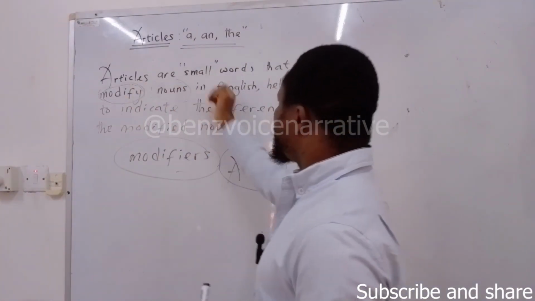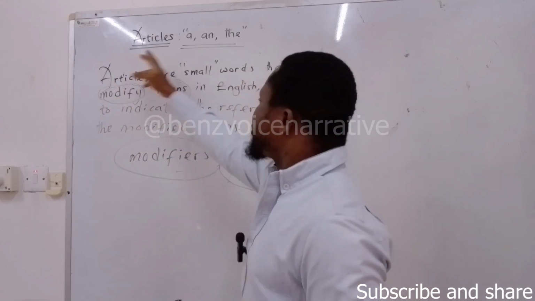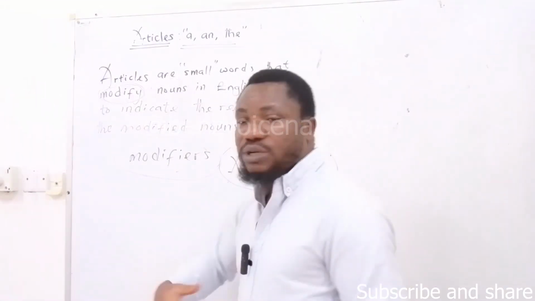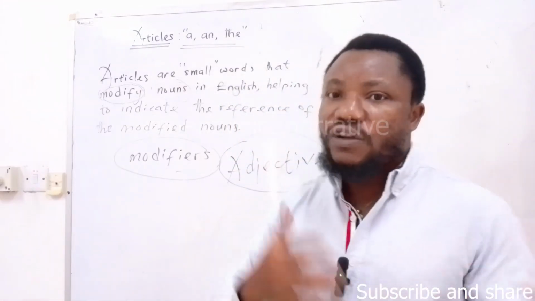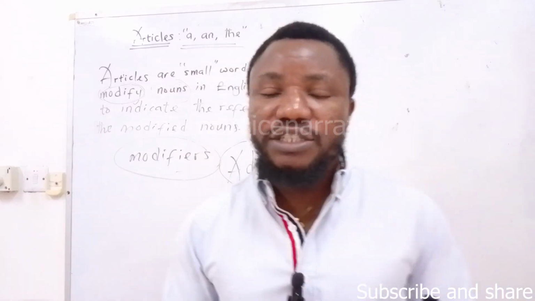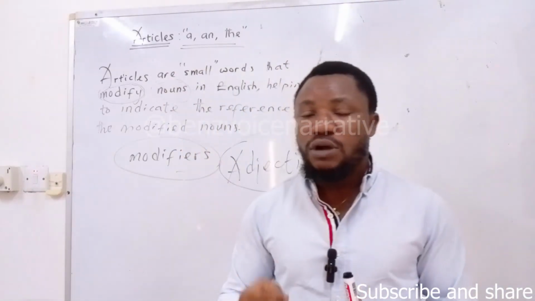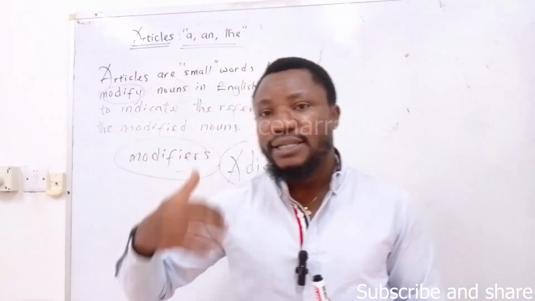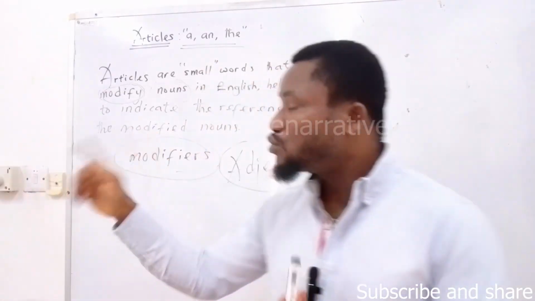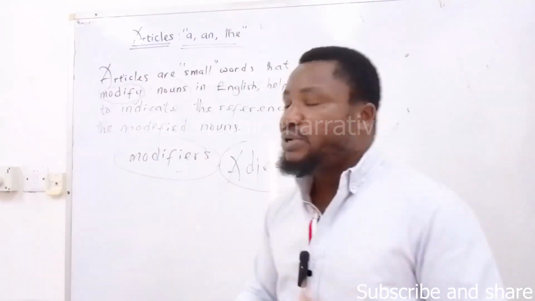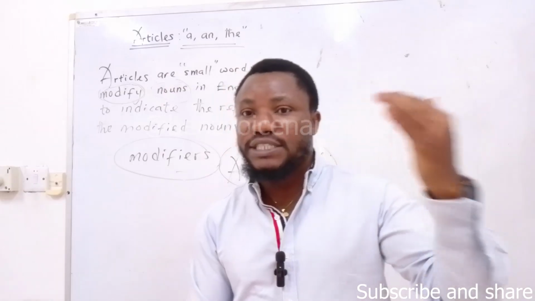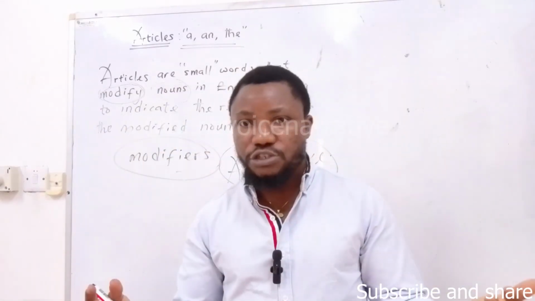Articles are adjectives that come before a noun in English, helping to indicate reference of a noun that is being modified. So what are the functions of articles in English language? First of all, articles help to modify. They help to describe. They help to point at nouns. Also, with the help of articles, we can know whether an item being talked about is specific or is a general term.